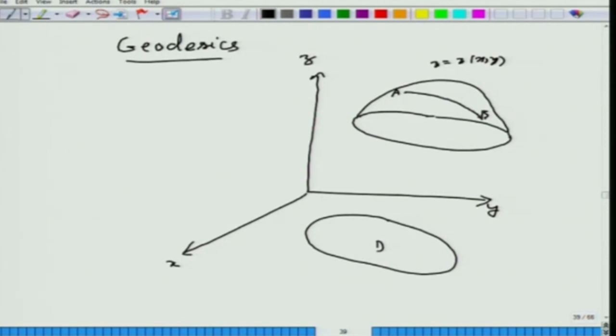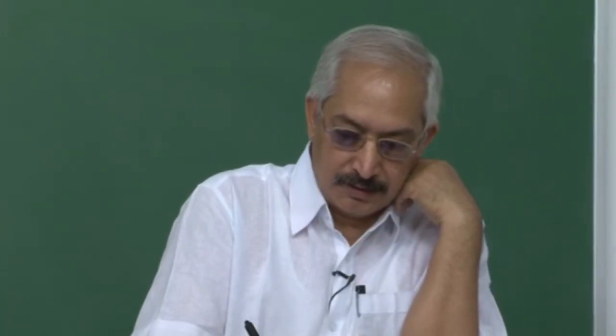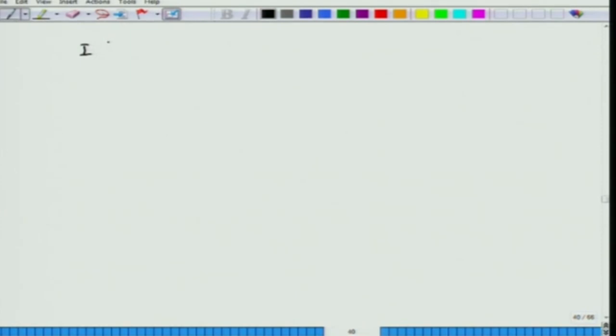So, here we will take the example like this. So, you will have this functional I of x y z. And here, this will be joining two points, let us say A and B, and then this arc length on this surface is given by ds, and this will be the integral from A to B of square root of dx square plus dy square plus dz square.